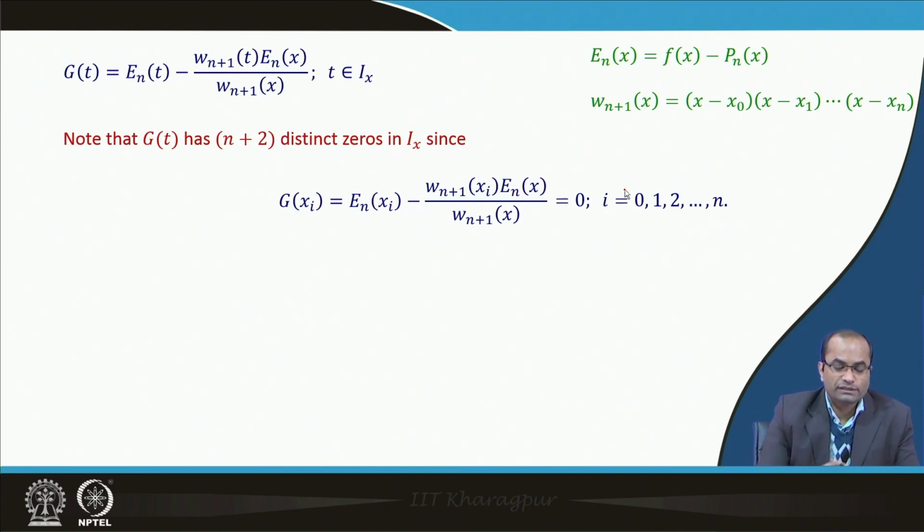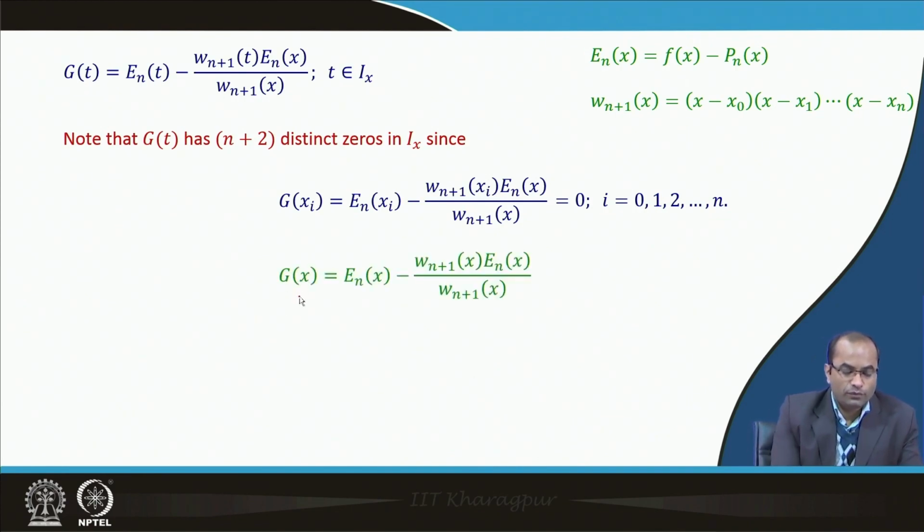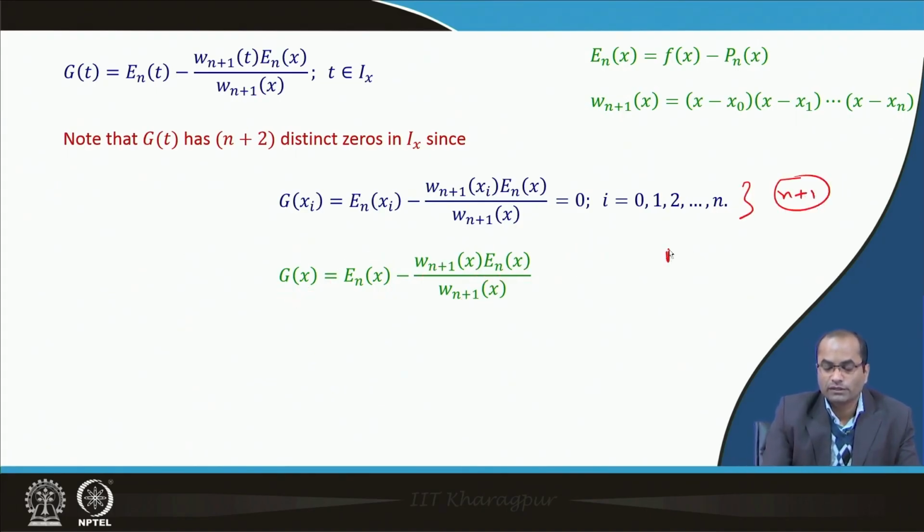So, there are n+1 distinct points we have discussed, and one more point, that is the x which we have already fixed at the beginning. It is an arbitrary point, but fixed. At g(x) we will also notice that this is equal to 0, because we have E_n(x) and w_n, and these two are the same, so they cancel out, and we have E_n(x) minus E_n(x), which is 0. So, g(x) is also 0. We have n+1 points plus 1, so the total is n+2 distinct zeros of g in I_x.